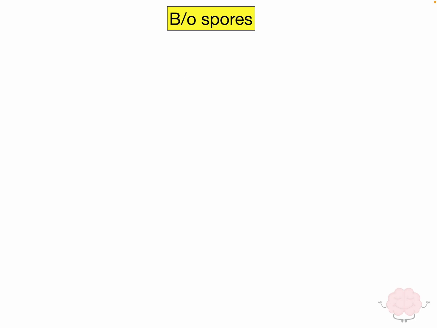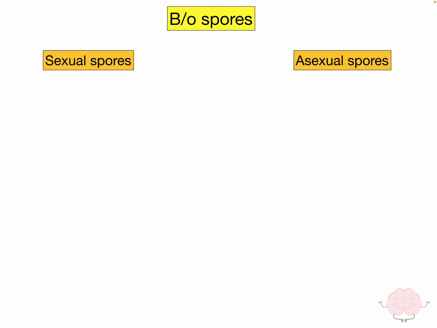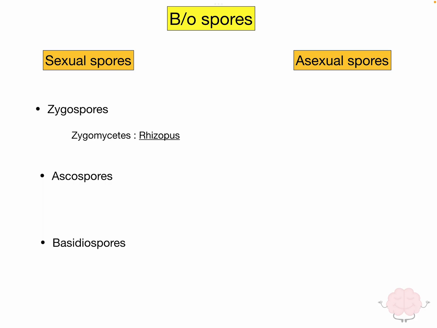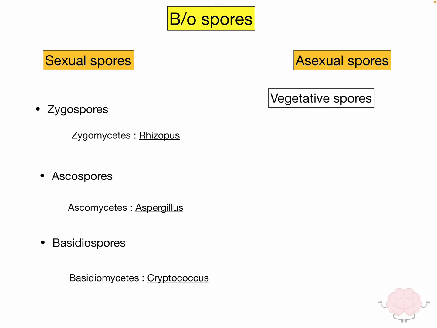Right. Now, based upon spores, fungi can be divided into sexual sporing and asexual sporing. In sexual spores, we have zygospores, ascospores, and basidiospores. Zygomycetes produce zygospores, example Rhizopus. Ascospores are produced by Ascomycetes, example Aspergillus. And basidiospores are produced by Basidiomycetes, example Cryptococcus. The asexual spores can be further of two types. They can be vegetative spores or aerial spores.